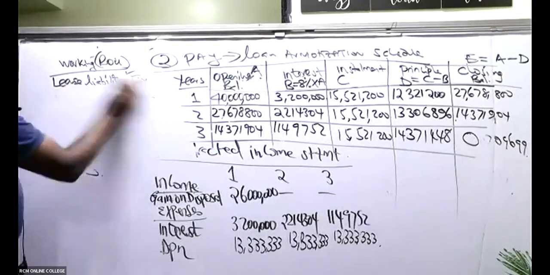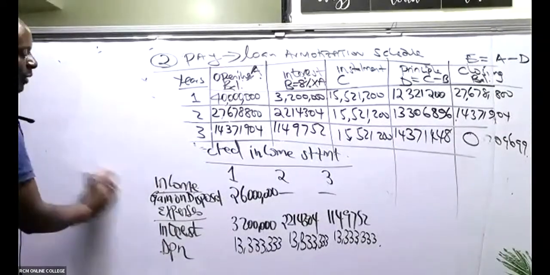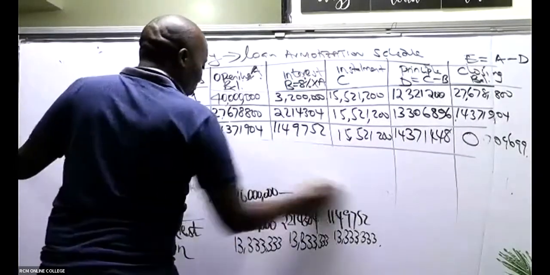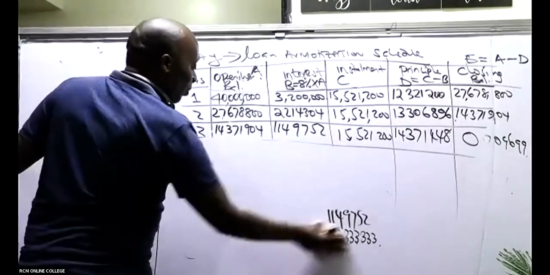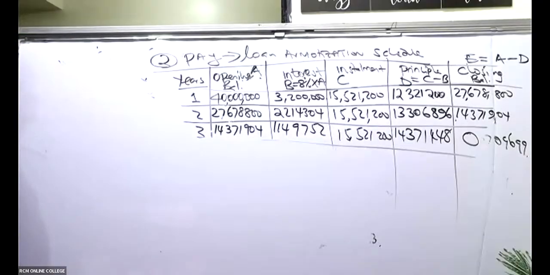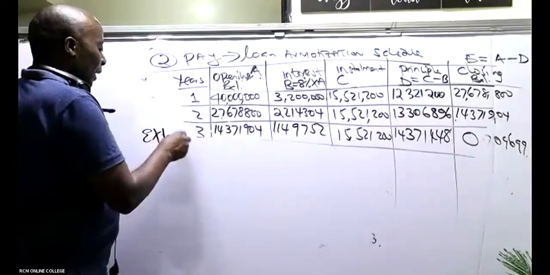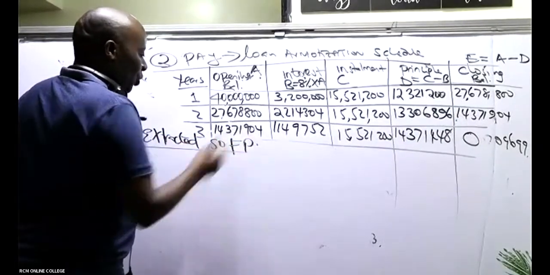All right, the last one, number 4. Now you'll be able to give us an extracted statement of financial position. So give us here the extracted statement of financial position.